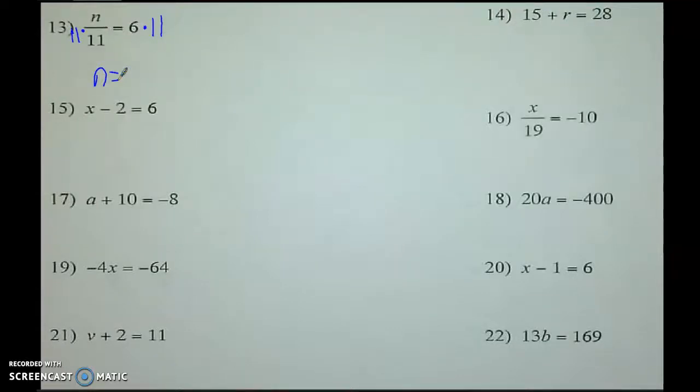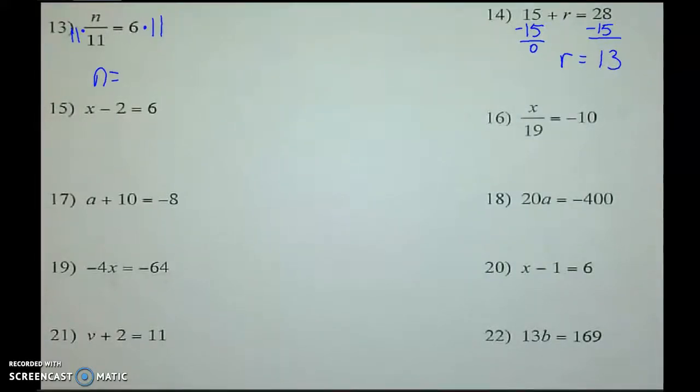Number 14, r is my variable. I want to get it by itself. I have a plus 15 here that I need to move away to get r by itself. So the opposite of plus 15 is minus 15. If I'm minus 15 on this side, I have to do minus 15 on this side. In equations, we want to do the same thing on both sides to keep it equal. Otherwise, it gets out of balance. So this ends up zeroing out. Now I have r equals 28 minus 15 is going to be 13.